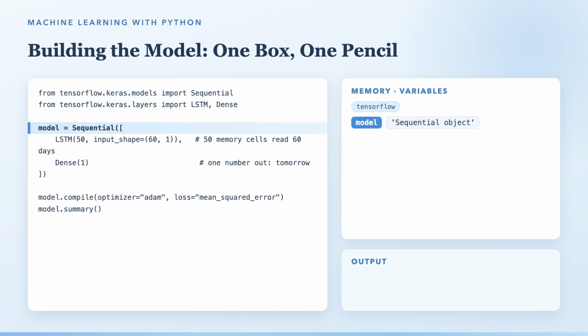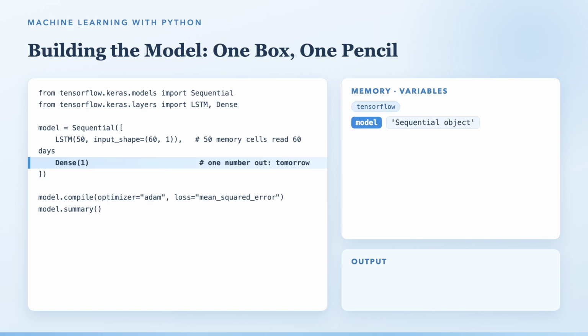Dense 1. A single gold pencil at the end, that takes everything the boxes remember, and writes one number. Tomorrow. Then compile. Adam is our patient caretaker, adjusting the hinges. Mean squared error is the measuring bowl. It catches how wrong each guess is, and cares most about the big misses. 2 layers. That's the whole model. Sometimes the quietest tools are enough. Let's build it together, line by line.